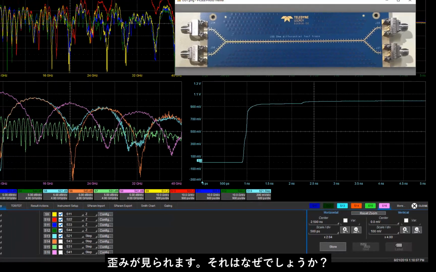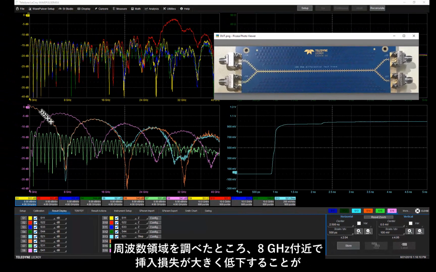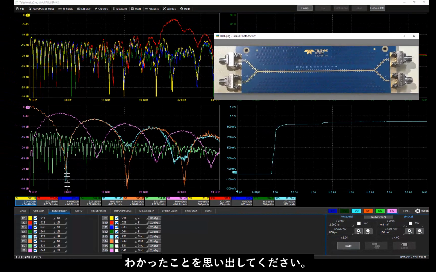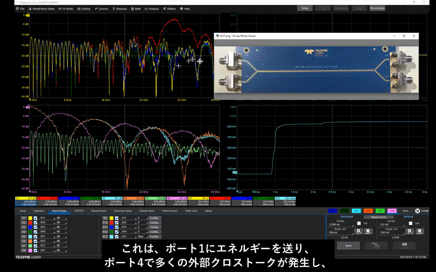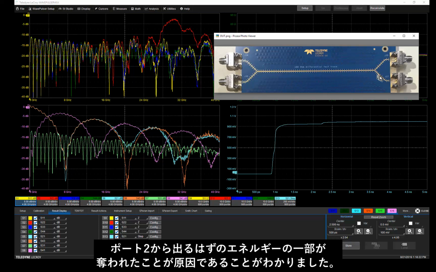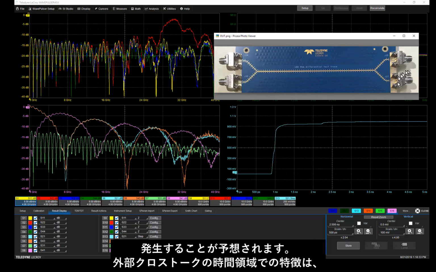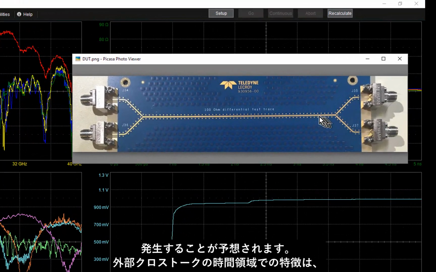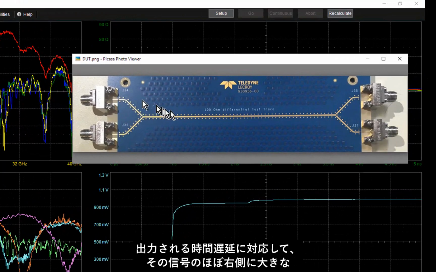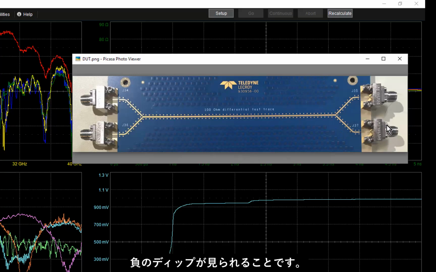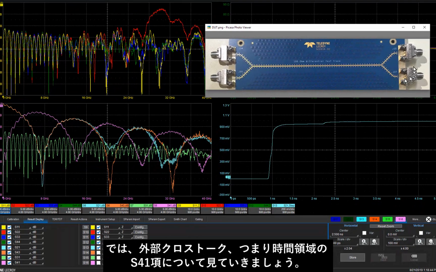Why is that? Well, remember when we looked in the frequency domain, we saw that large insertion loss dip at around 8 gigahertz, and we saw that that was due to the fact that we send energy into port 1, and we have a lot of far-end crosstalk that comes out on port 4, and that robbed some of the energy that would have come out port 2. Of course, it's microstrip, so we would expect to see far-end crosstalk, and the signature in the time domain for far-end crosstalk is a large negative dip corresponding to the time delay coming out and roughly the rise time of that signal. Let's take a look at the far-end crosstalk, the S41 term in the time domain.